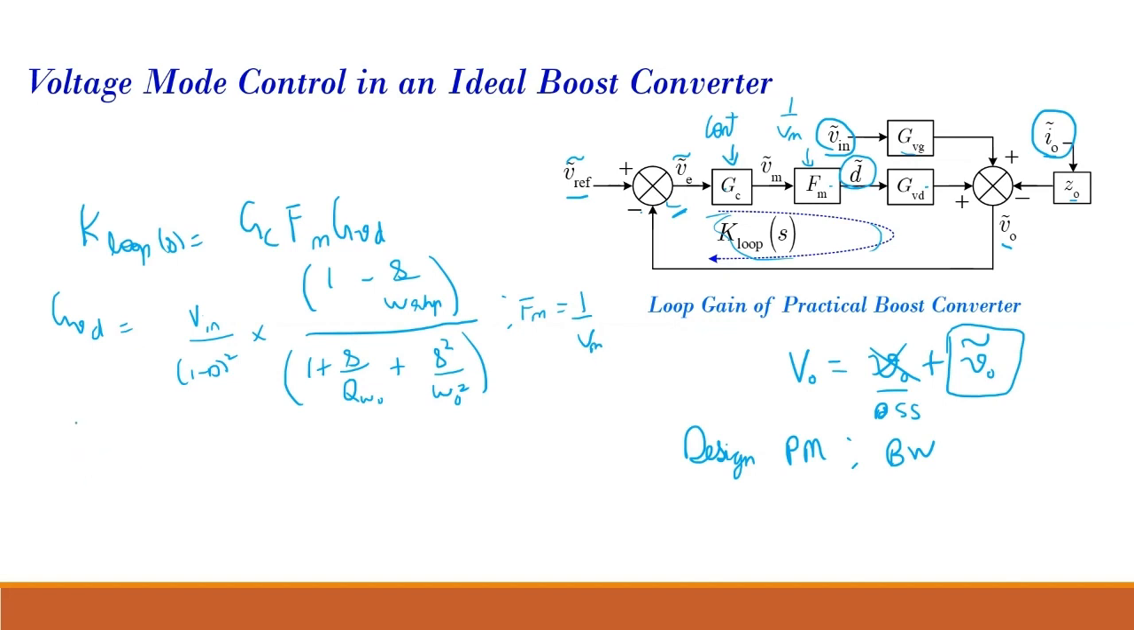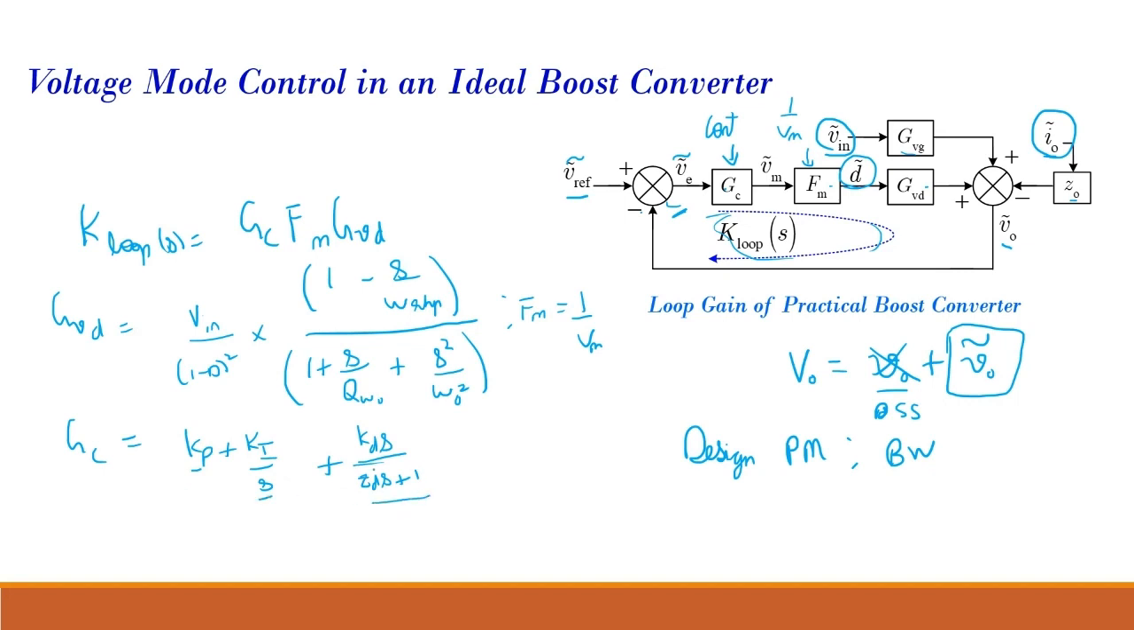Then I have to have a Gc. Gc is my controller. Now the controller for boost converter voltage mode control, we use a PID controller. So the PID controller is given by Kp plus Ki by s plus Kd into s divided by (tau d into s plus 1). So this is the proportional part, this is the integral part, and this is the derivative part.